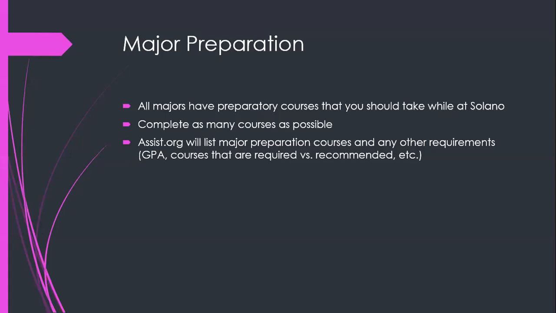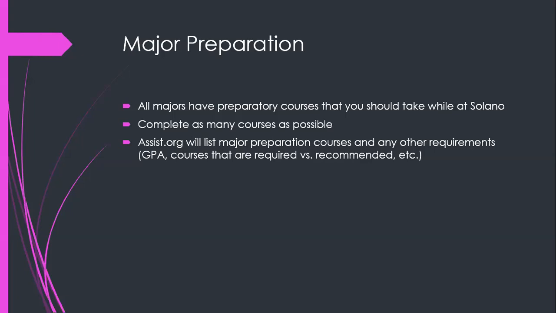So let's talk a little bit about major preparation. All majors are going to have courses that you should take prior to enrolling there at the four-year university level. These courses will allow you to more quickly move into your upper division curriculum, since you'll have already taken those courses at Solano rather than at the four-year institution. We always encourage you to complete as many courses as possible because, again, not taking these courses while at Solano can extend the amount of time you'll need to be at the four-year institution because you'll have missed requirements that you need to take in order to progress in your major.